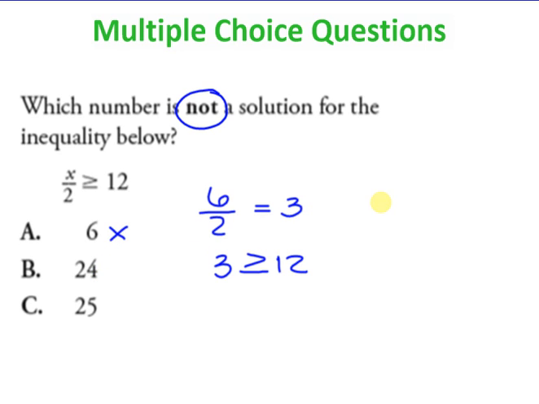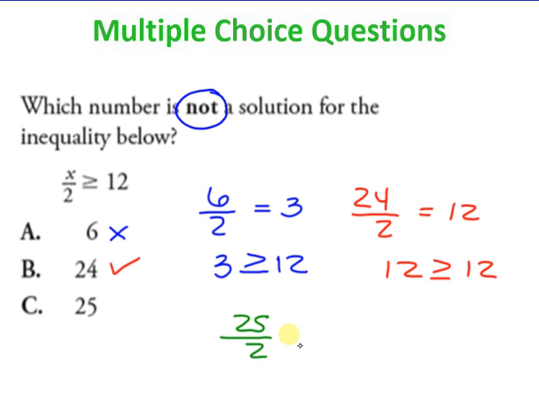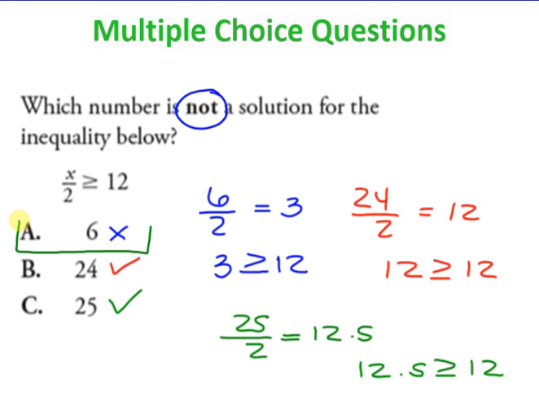Let's try 24. 24 over 2, that's 12. Is it true that 12 is greater than or equal to 12? Yes, it's equal to, okay, but let's try 25 just to be sure. 25 over 2 is going to be 12.5. Is it true that 12.5 is greater than or equal to 12? Yes. So which one does not work? Answer choice A.